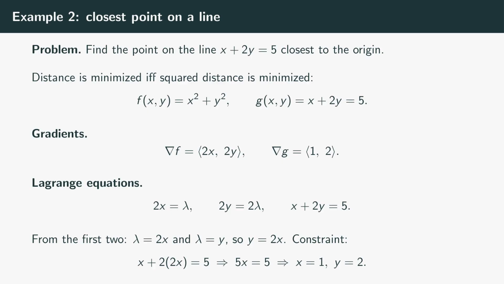The geometric picture: level curves of f are circles centered at the origin. The line x plus 2y equals 5 is tangent to the smallest such circle that reaches the line. At that tangency point, the radius vector, the gradient of f over 2, equals (x, y) equals (1, 2), points along the direction of the vector with components 1 and 2, which is the gradient of g. Gradients parallel.